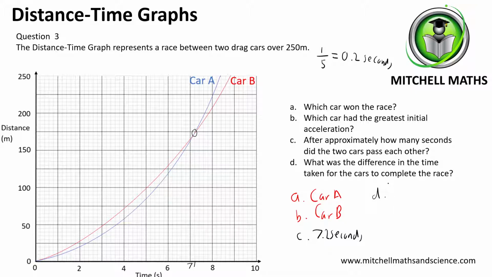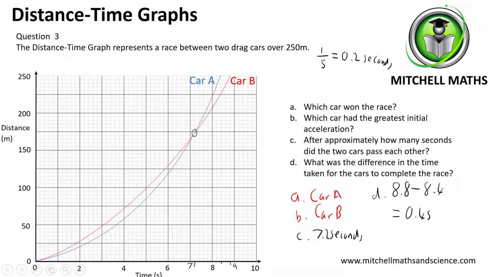What was the difference in time taken for the 2 cars to complete the race? Well, we can see this one finished here. And car A, if we read down, finished here. And we said that each box is equal to 0.2 seconds. So that would be 9, well, 9 take away 0.2 would be 8.8. So car B took 8.8 seconds to finish the race. And car A is 2 boxes from 8, so it's 8.2, 8.4. So it took 8.4 seconds. So the difference between the time taken by the 2 cars is 0.4 seconds.